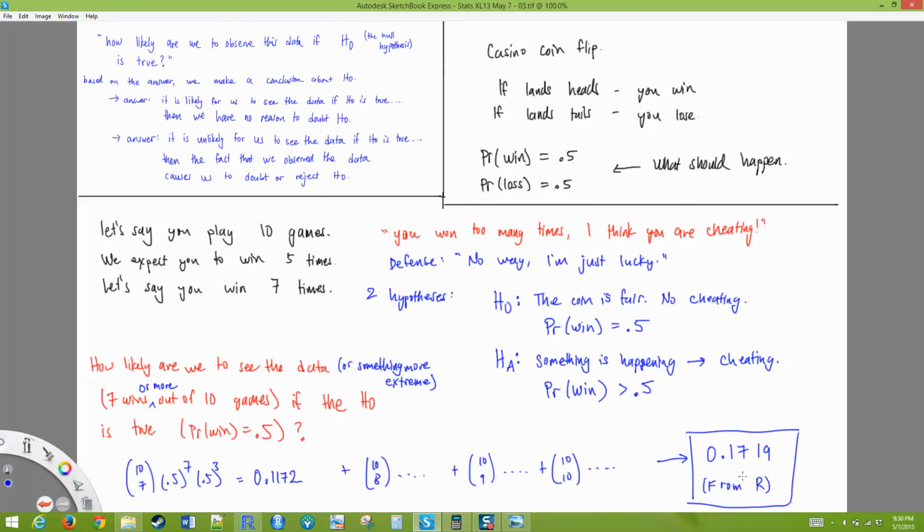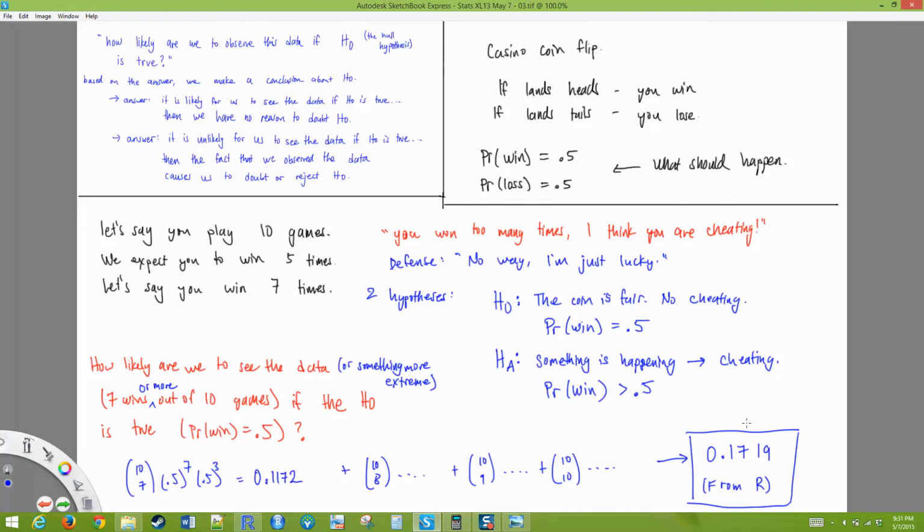Does this answer make sense? So if someone plays casino coin flip 10 times, what's the probability that a random person will win 7 or more games out of 10? The probability of that happening is about 17%. So about 17% of players who play 10 games of casino coin flip will win 7, 8, 9, or 10 times. So if they're willing to accuse me of cheating because I won 7 games out of 10, that means they would be accusing approximately 17% of players who are playing fairly of cheating. Does that seem like a lot of people to be accusing of cheating? It does, right? That's over 1 in 6.